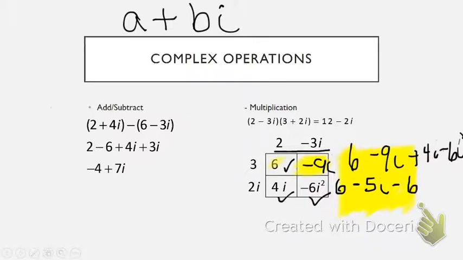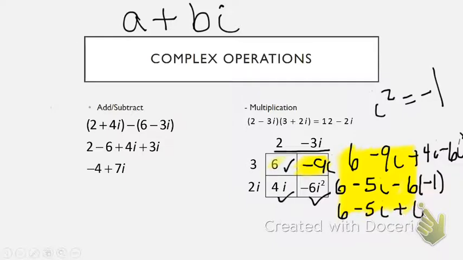We know that i squared is equal to a negative 1. So I'm going to go ahead and substitute that value in for i squared. So this becomes 6 minus 5i plus 6. A negative 6 times negative 1 is a positive 6. So now we're looking at 12 minus 5i. Remember, I made a mistake. This becomes minus 5i.